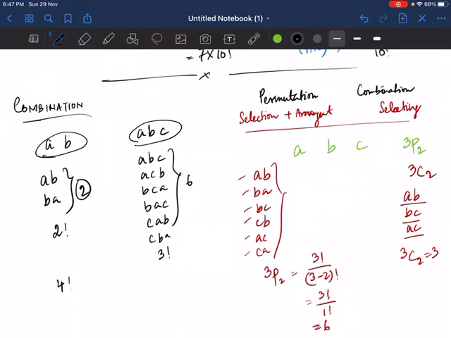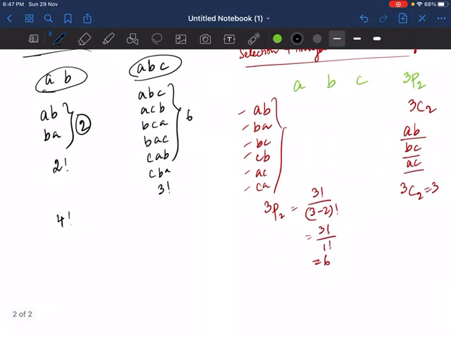So from here, you see here, 3C2, what is it? Here we are combining. 3C2 means the combination of 3 objects taken 2 at a time, right? Now 3C2 is related to 3P2. Now 3P2 means what? We have permutation, which means selection plus arrangement, right? Now I am just telling you this thing.